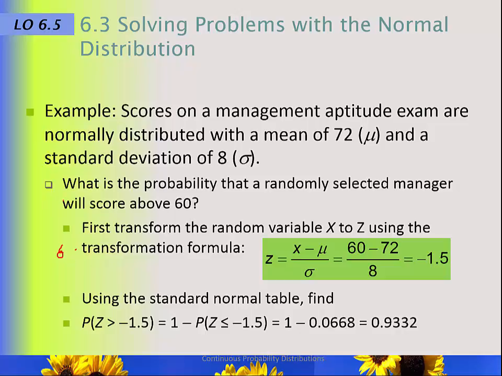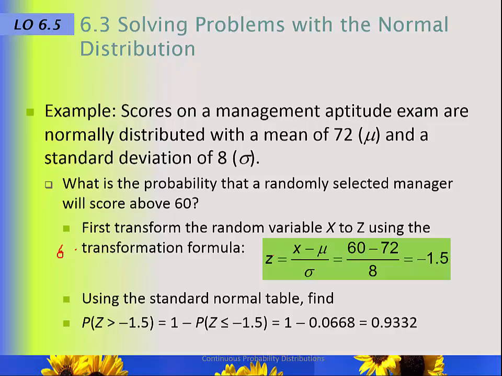So we want to know what the probability is that a randomly selected manager will score above 60 on this test. I'm going to do this two ways for you. The first way I'm going to do it is here as it is written, and then I'm going to draw it for you out on the normal distribution.